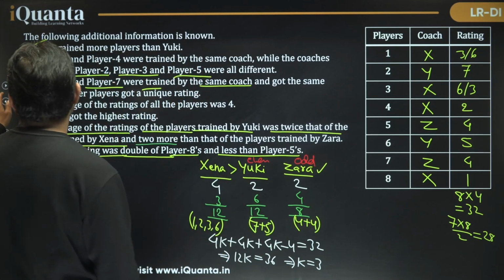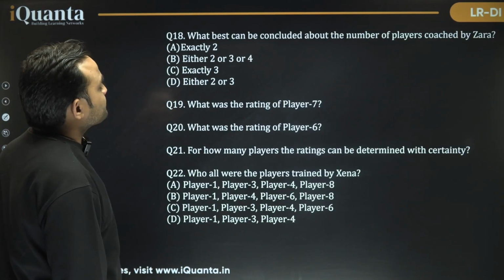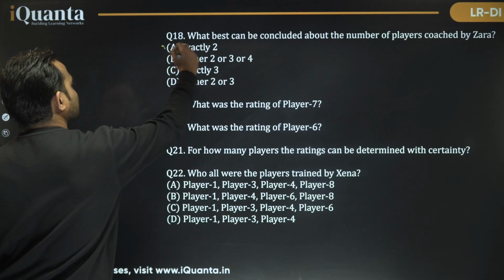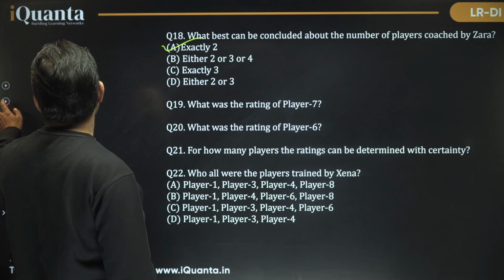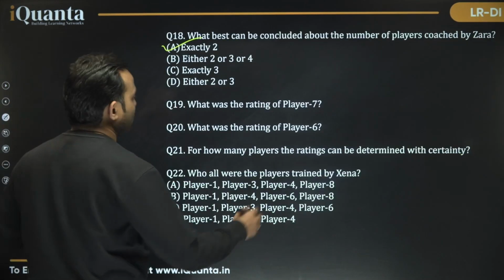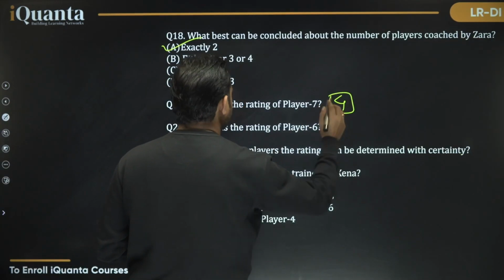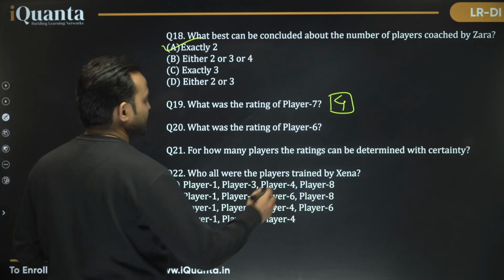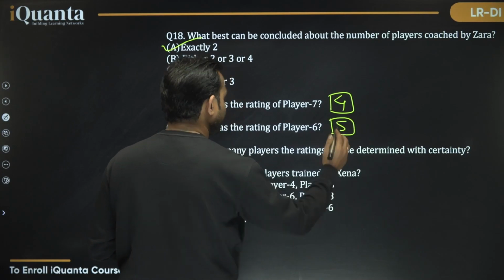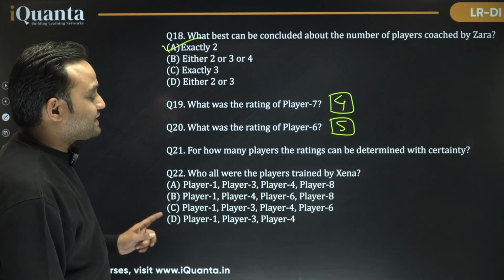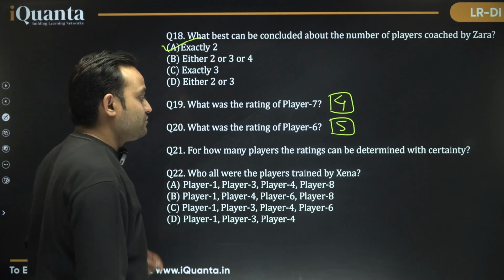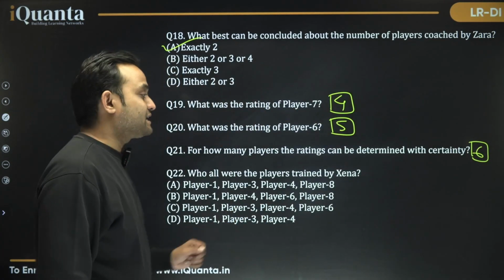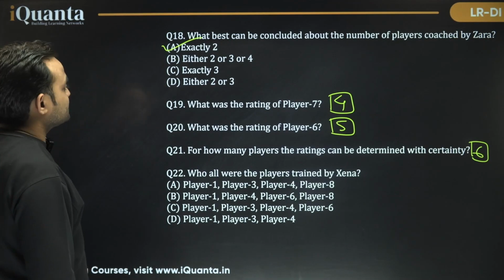So let's try the questions now. What best can be concluded about the number of players coached by Zara? Exactly 2. What was the rating of player 7? Player 7 rating is 4. What was the rating of player 6? Player 6, it's 5. For how many players the rating can be determined with certainty? We know that except 2 players, for the rest of the 6 players, the ratings can be determined with certainty.